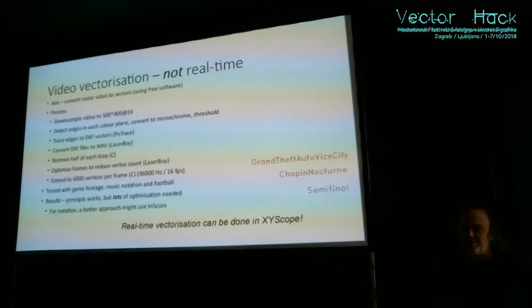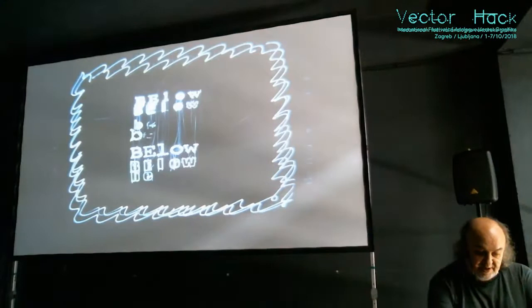A few more examples I tried, and again Ted Davis has done this rather better, so I'm a little bit embarrassed to mention some of these examples, but I had a go at taking a raster video and trying to convert that to vectors, and to be honest I didn't get particularly great results from it. It was a very long, intensive process of getting rid of as much information as I could, using a combination of a program called Potrace, Polygon Trace, and Laser Boy, and a C program, and Laser Boy again, and another C program, before eventually getting to some results. So again, I'll show the examples and you can judge for yourself.